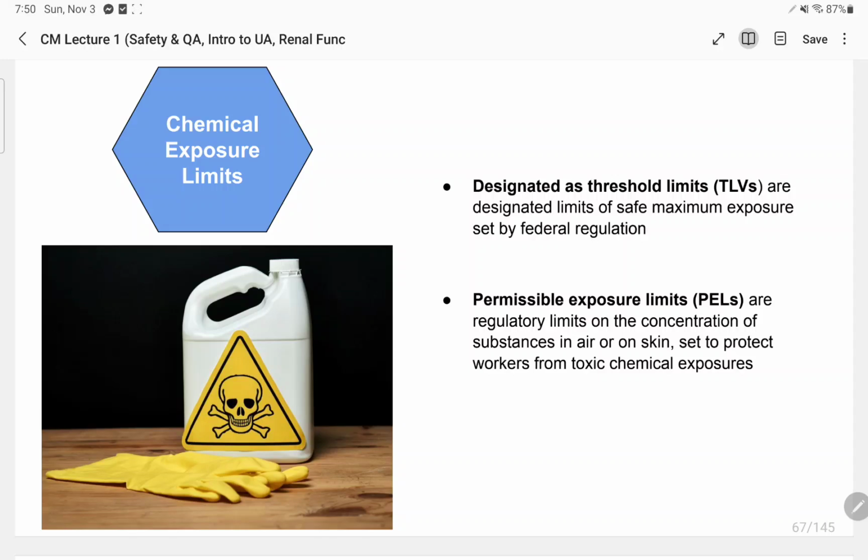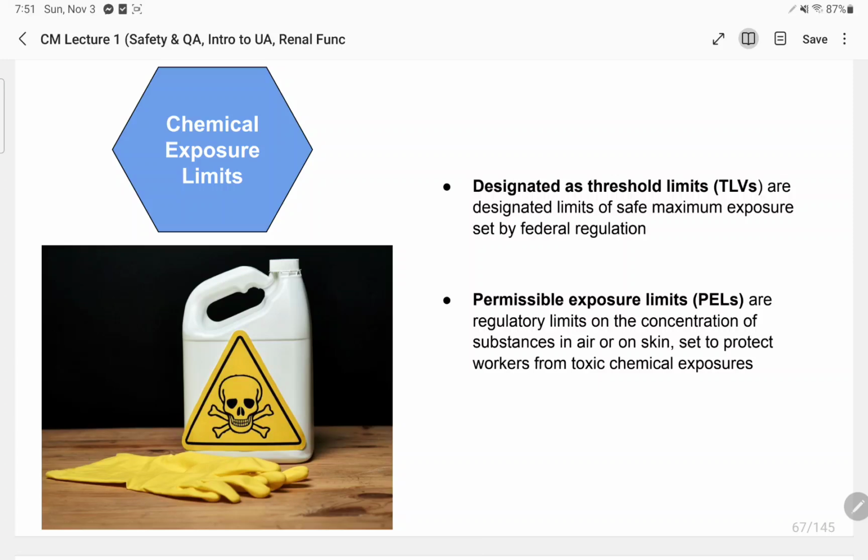Okay? So permissible PEL, permissible exposure limits. So, these are regulatory limits on the concentration of a substance in air or skin, okay, to protect workers from toxic chemical exposure. So certain exposure range na pwede ka ma-permit, or certain concentration of that chemical na pwede ka ma-expose. Okay? Kana siya. So na certain limit.